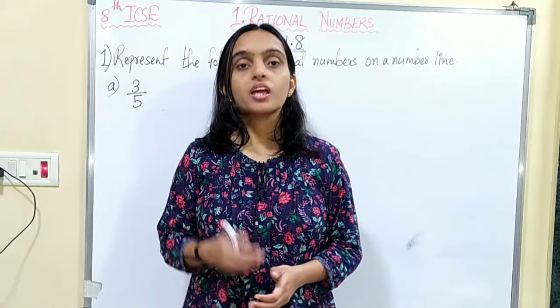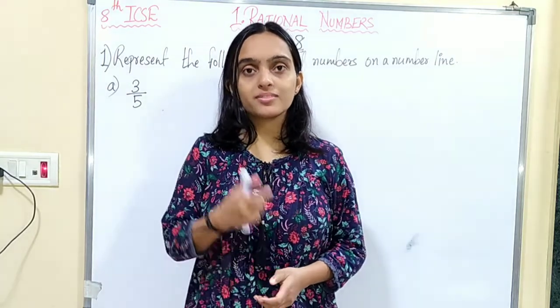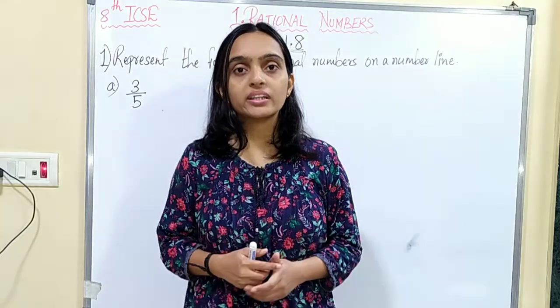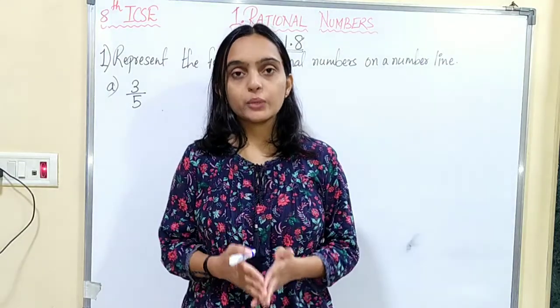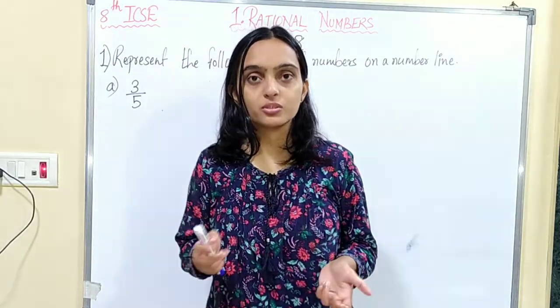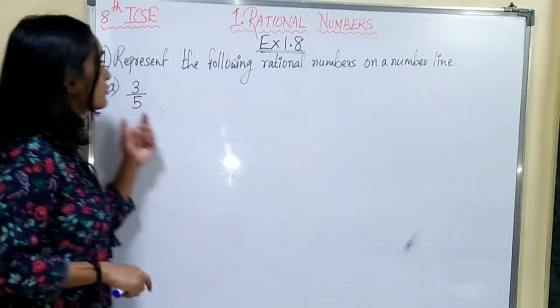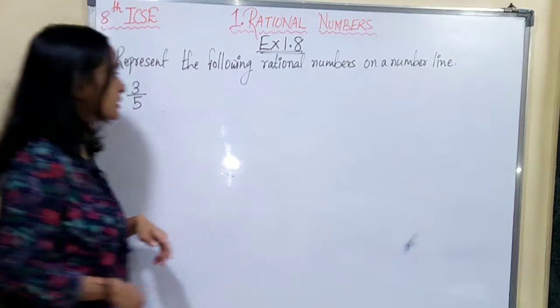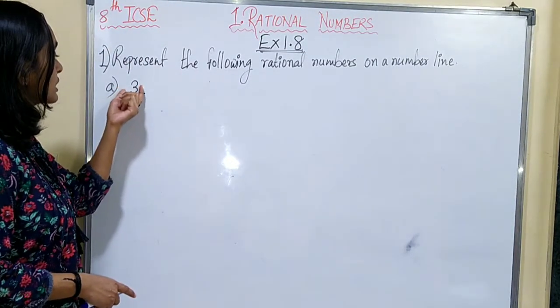Rational numbers. Here we will study how to represent rational numbers on a number line, and also how to find a rational number between two given rational numbers. The first question is to represent the following rational numbers on a number line. The number is given as 3 upon 5.